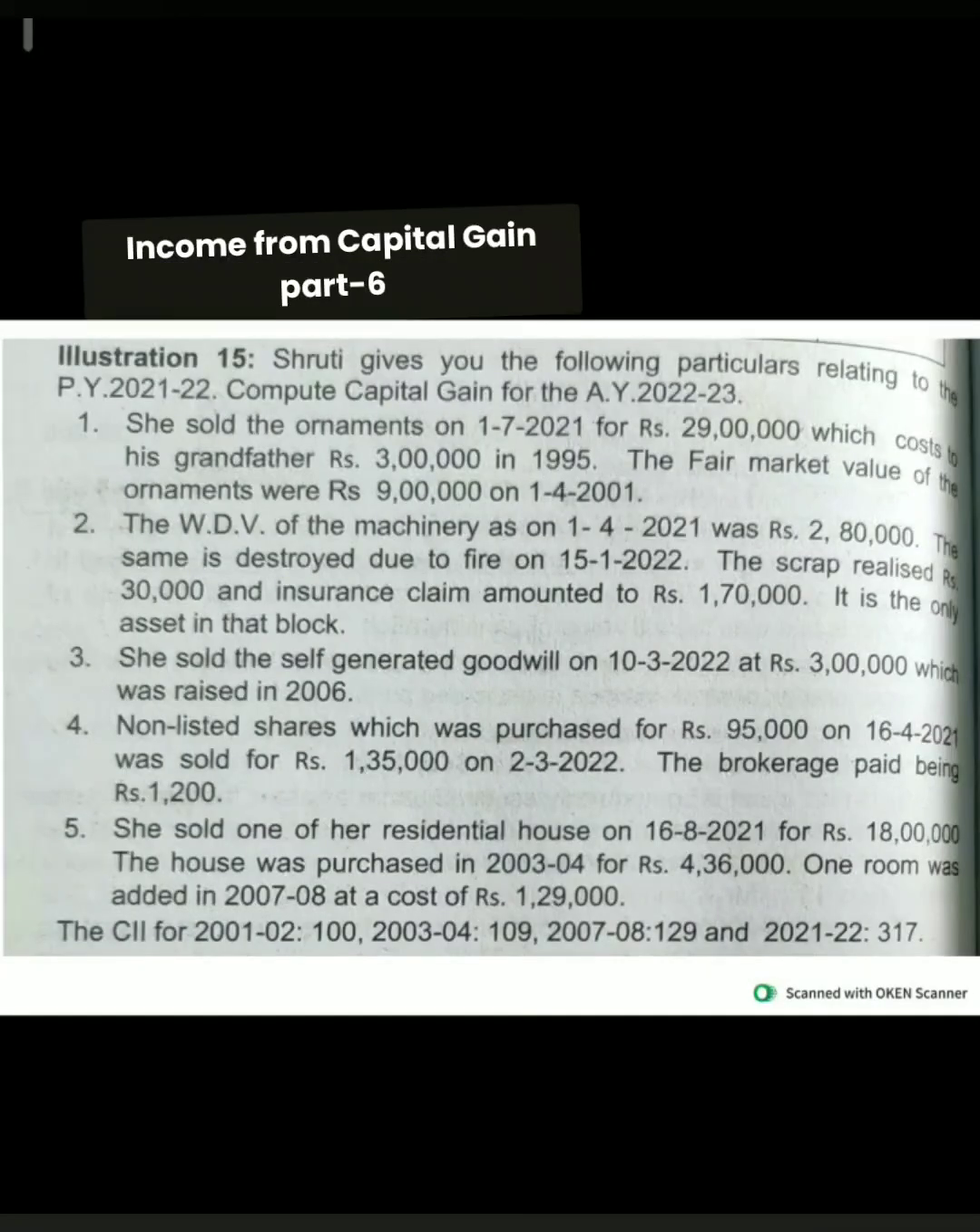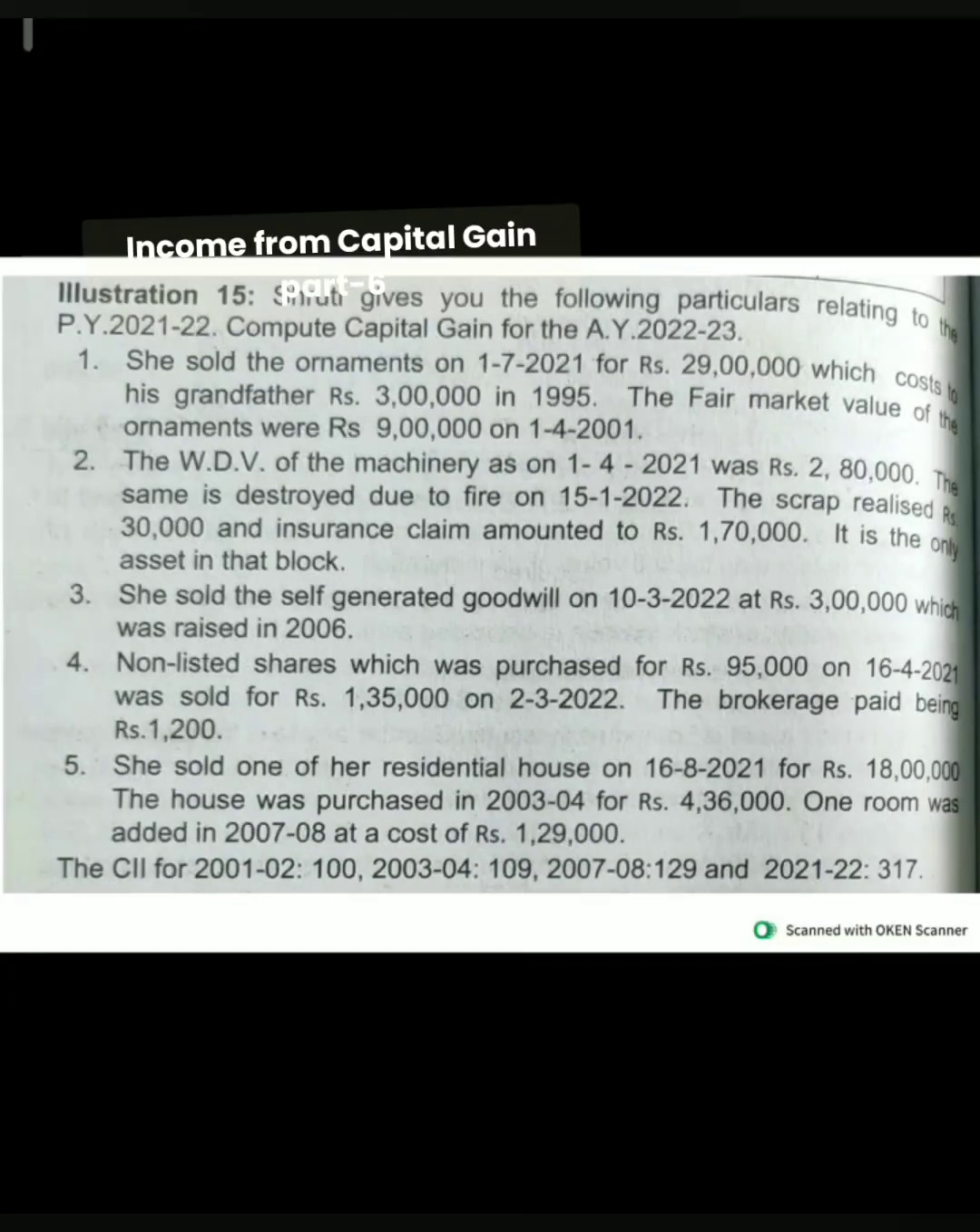Then the second information relates to the WDV. So WDV is always a short-term capital gain itself. WDV of the machine as on 1/4/2021 was rupees 2,80,000. The same was destroyed due to fire on 15/1/2022. The scrap realized rupees 30,000. The insurance claim amounted to rupees 1,70,000. It is the only asset in that block. So this is your question.